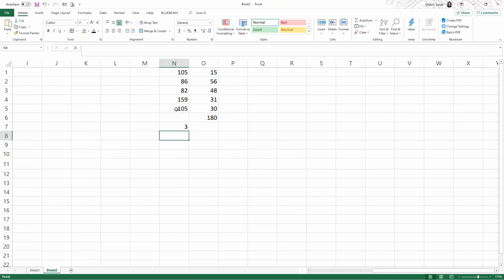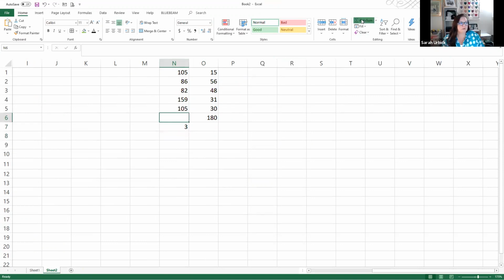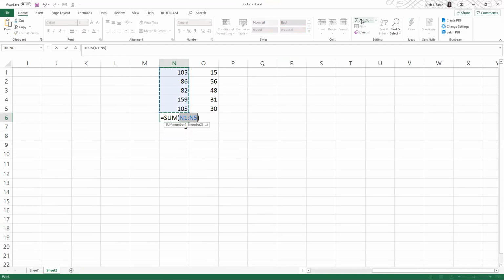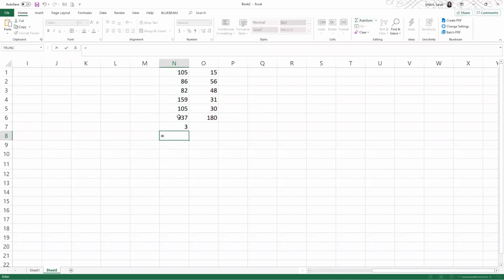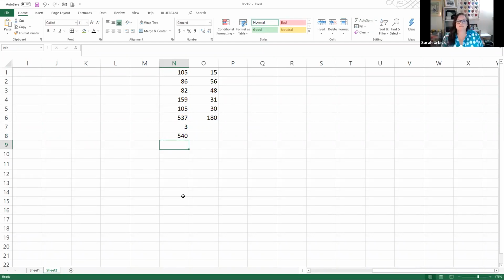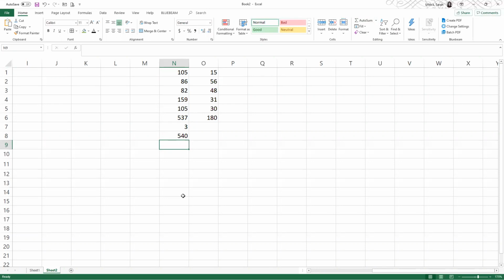Now I'm going to add up all my full components for degrees. Then I want to add my degrees to my minutes. Awesome. That's what we're looking for. There's our double check.